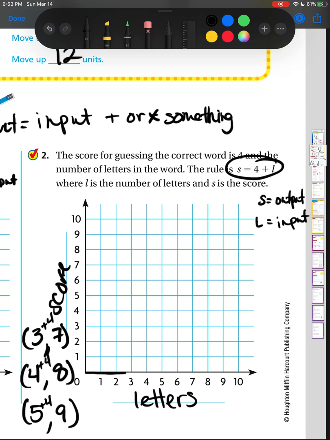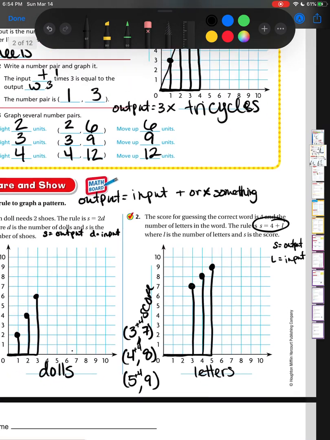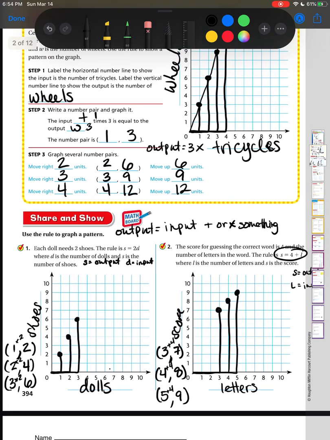So I would go over 3 and then up 7 to graph my first point. For 4, I could go over 4, up 8, graph my second point. And for 5, I go over 5 letters, go up, get a score of 9. So that means 3 letters would have a score of 7, 4 letters would have a score of 8, and 5 letters would have a score of 9. And that is how we graph. We always have to remember to go up and over.